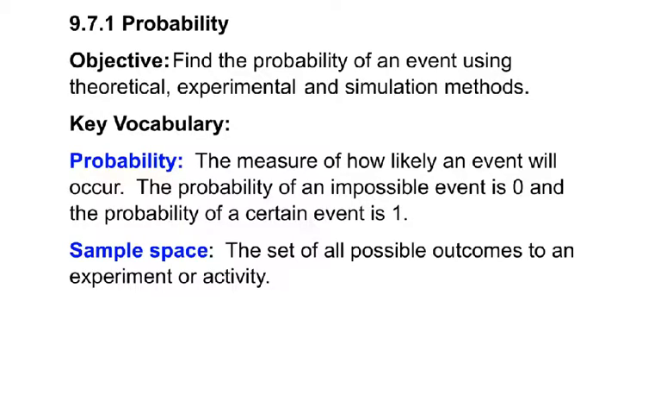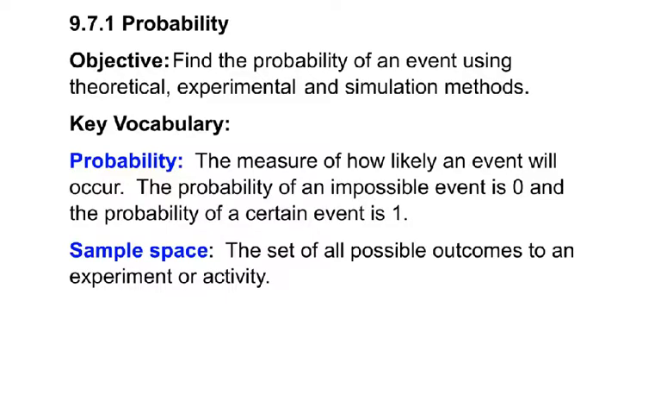9.7.1 Probability. The objective is to find the probability of an event using theoretical, experimental, and simulation methods. The key vocabulary is probability, the measure of how likely an event will occur. The probability of an impossible event is 0, which means 0% chance. And the probability of a certain event is 1.